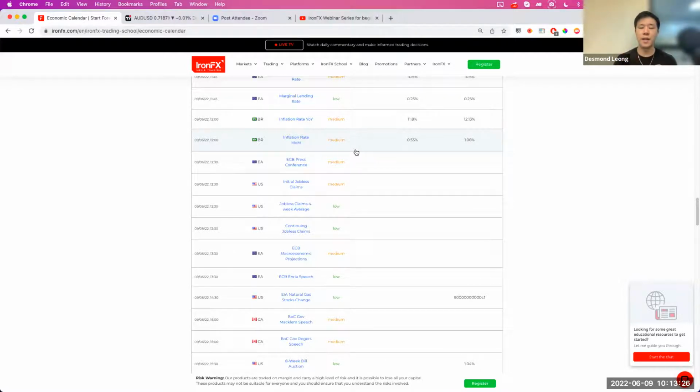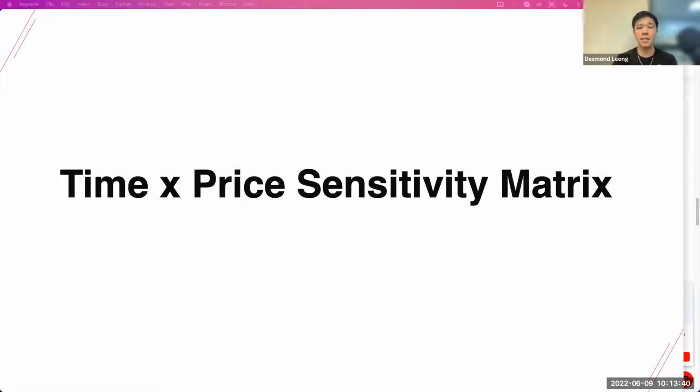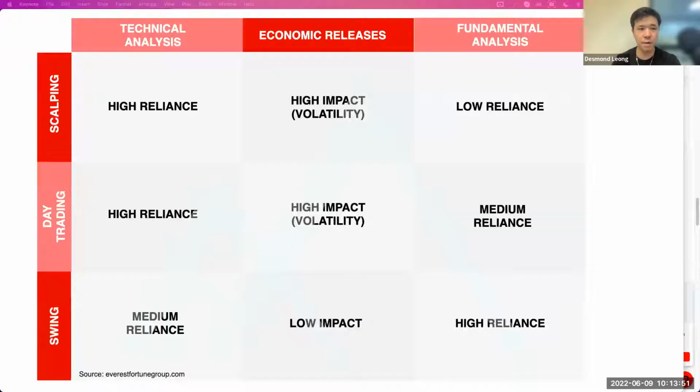So this is an important concept that you need to know, right? When it comes to fundamental analysis, especially trading the economic news, the economic calendar, there's a lot of these things called known unknowns, right? So how do we handle it? Let me share it with you in this next slide, right? This is based on what my team created as the time times price sensitivity matrix. Let me just explain really quickly what it is.